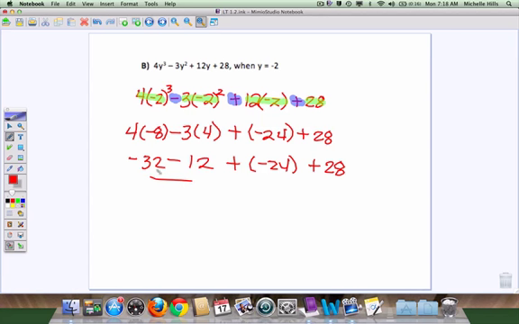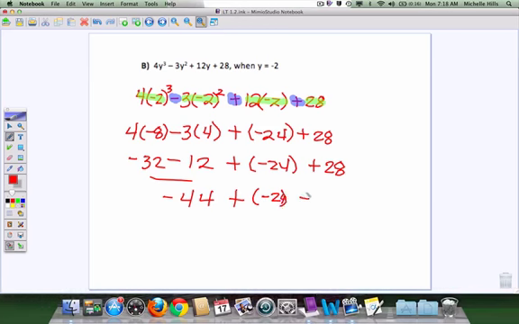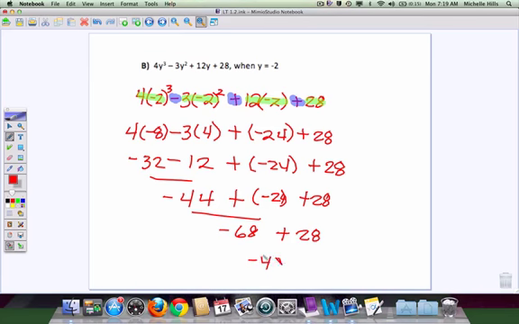Well, that comes first. Negative 32 minus 12 is negative 44. Bring down my plus negative 24, and my plus 28. Then do the first addition. Negative 44 plus negative 24 is negative 68, plus my positive 28, and negative 68 plus 28 is negative 40 for my final answer.